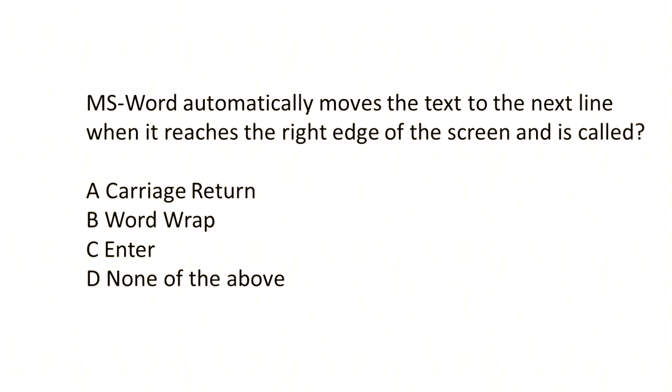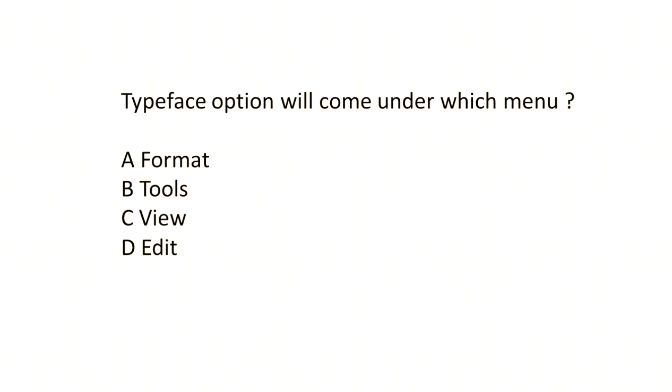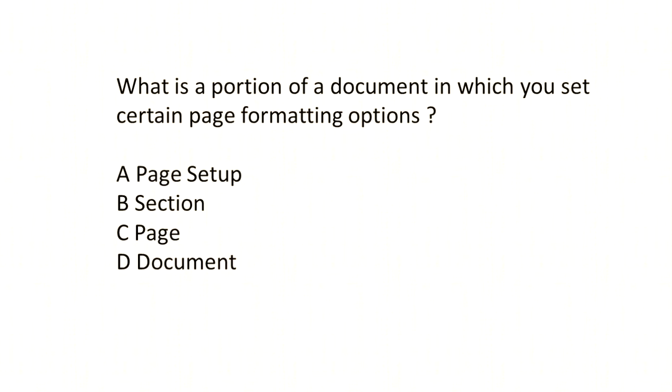Next, MS Word automatically moves the text to the next line when it reaches the right edge on the screen. Is called word wrap. Next, typeface option will come under which menu? Answer is Format menu. Next, what is a portion of a document in which you can set certain page formatting option? Answer is section.